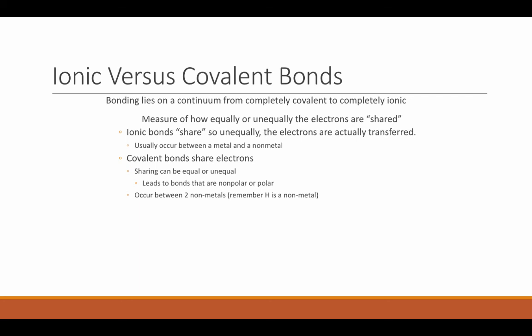Covalent bonds, on the other hand, will share electrons. This sharing can be equal or unequal. The degree of equalness of sharing will determine how polar the bond is. These generally occur between two nonmetals.